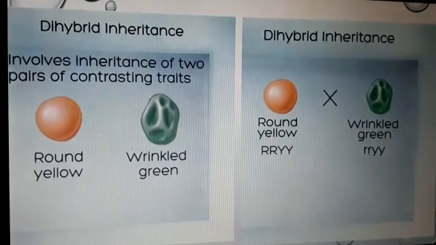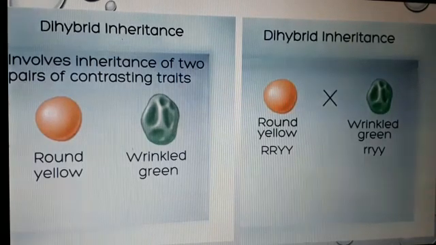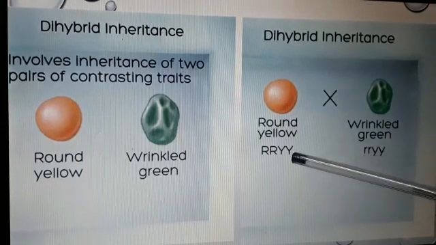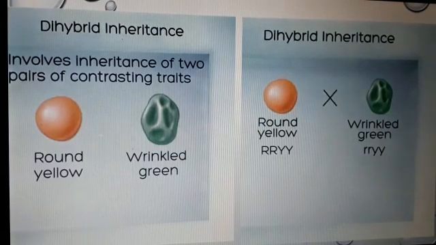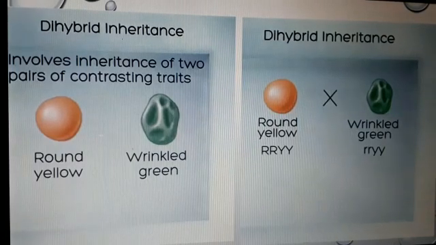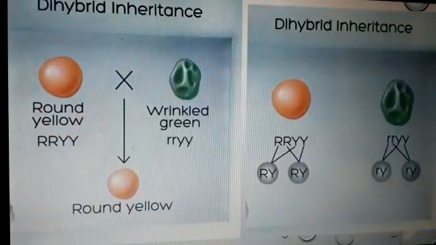The pure breeding genotypes have similar genes. Thus, for round yellow we have capital R, capital R, capital Y, capital Y, and for wrinkled green we have small r, small r, small y, small y. When these two plants were crossbred with one another, then in F1 generation we will get all the seeds round and yellow.